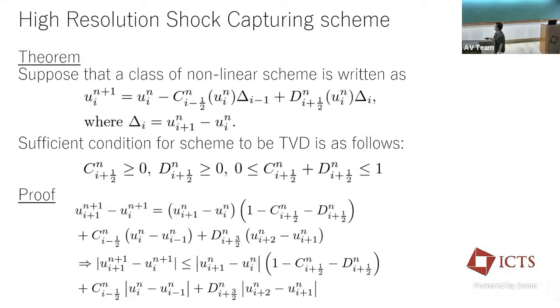Let's prove that. First you calculate u_{i+1}^{n+1} minus u_i^{n+1}. Then if you plug this expression in here, you can write this equation, right? If we assume that this condition holds, here and here and here is positive, right? So then the absolute value of the left-hand side has an upper bound given by something like this. The absolute value of the terms here, and this is positive, this is positive, and this is positive, okay? This is a straightforward calculation.